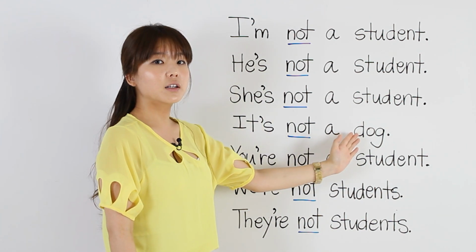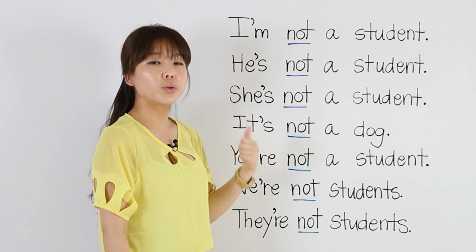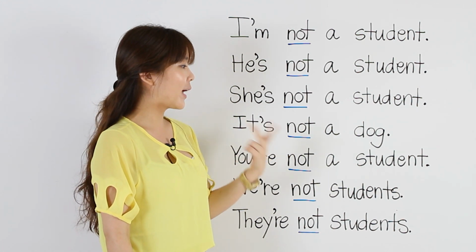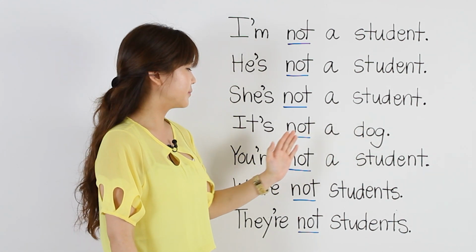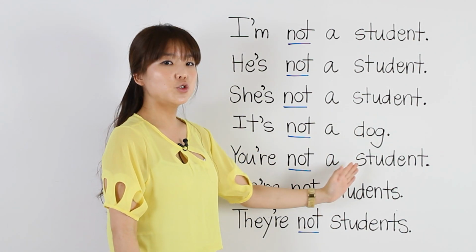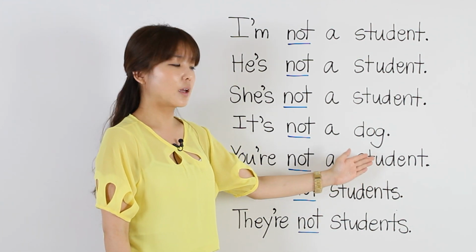It's not a dog. Remember, it is used for place, thing, or animal. So, it's not a dog. Okay. You're not a student. You're not a student.